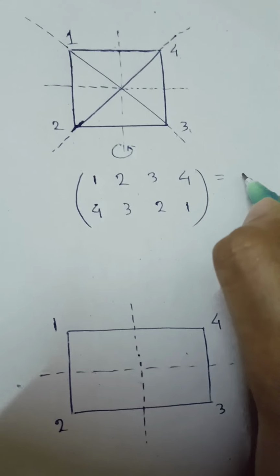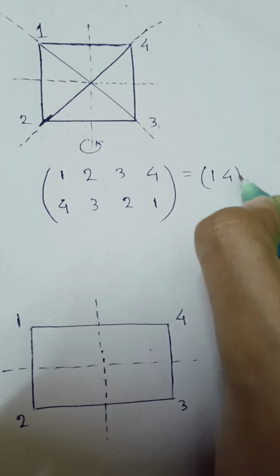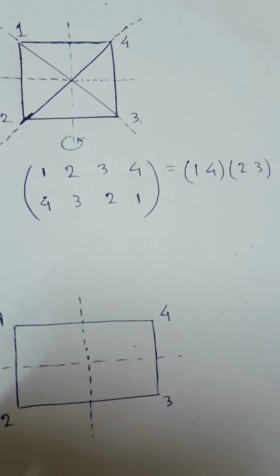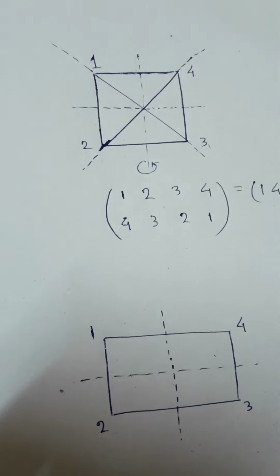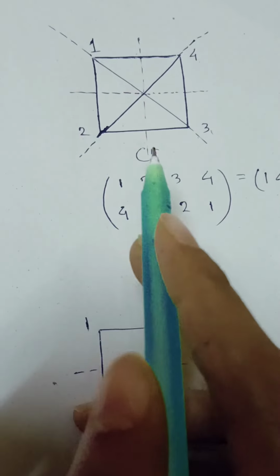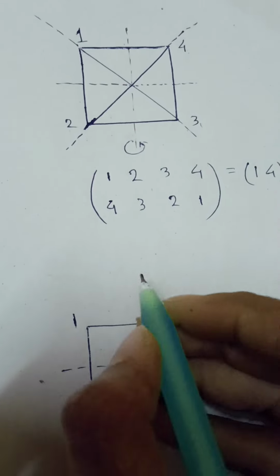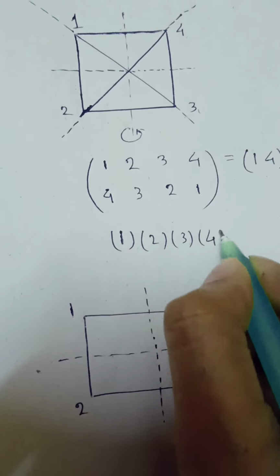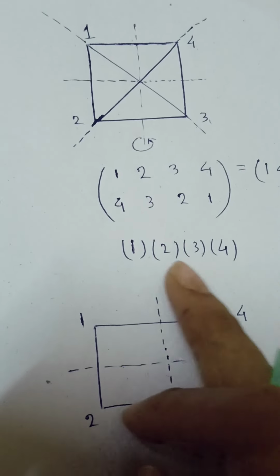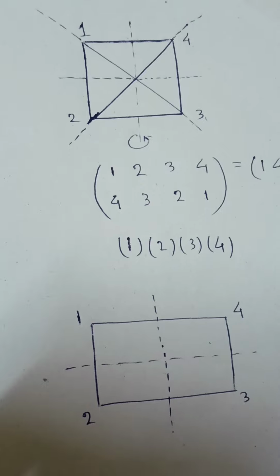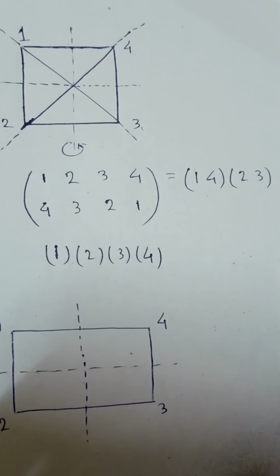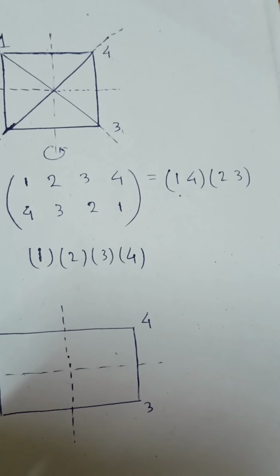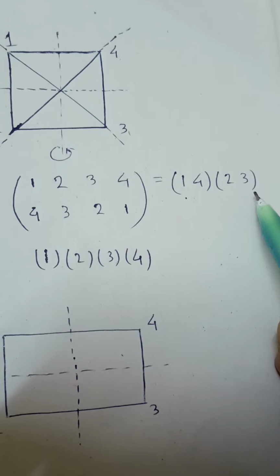Okay, so this can be written as (1 4)(2 3), a product of 2 cycles. Okay, now how do you write the identity permutation, the symmetry which is the figure itself? It will be written as 1, 2, 3, 4. The figure itself can be written as the identity permutation, this. Now you can see a reflection can always be written as a product of 2 cycles.